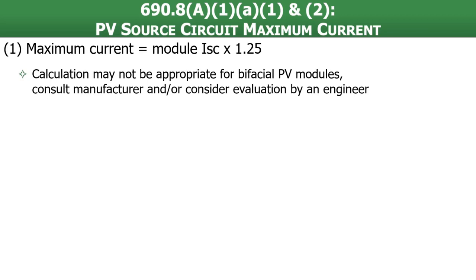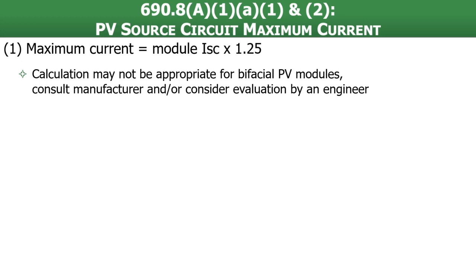So starting with source circuits, we're going to look at calculating our maximum current per the National Electrical Code guidance that we find in 690.8(A)(1) and (2). Maximum current for PV source circuits is going to be our module short circuit current, the module ISC, times 1.25. And again, that 1.25 is an additional irradiance factor. It's a safety factor to account for anytime the module is seeing irradiance above 1000 watts per meter squared.